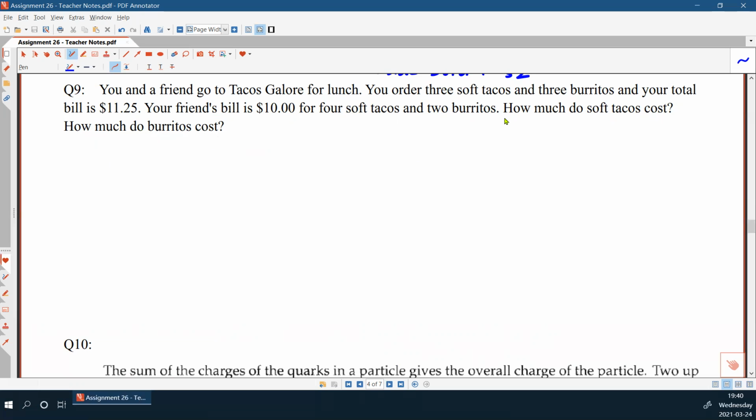Okay, so we want to know the price of these two, right? So we can use 2 letters to denote the unit price for tacos or burritos, right? Okay, so we can use T to denote the price of 1 soft taco.